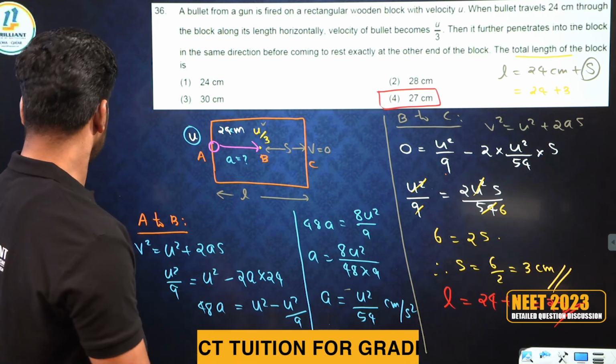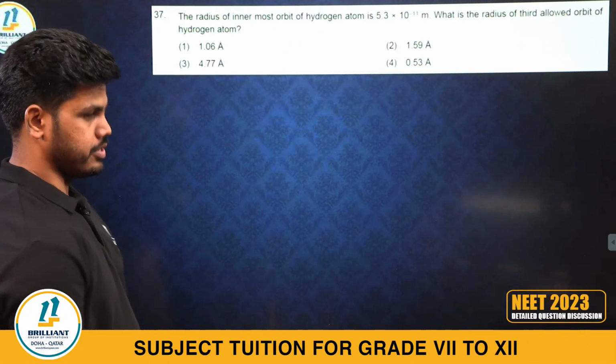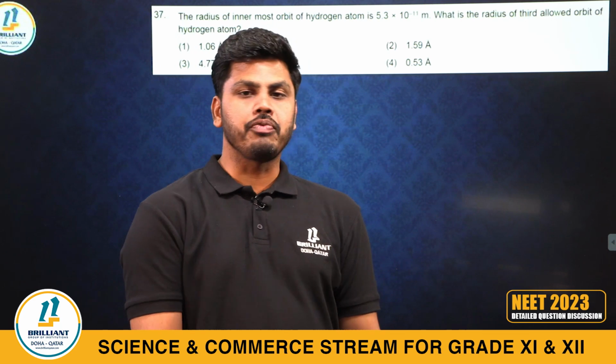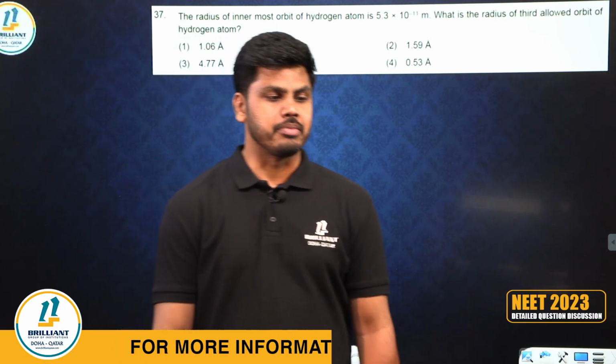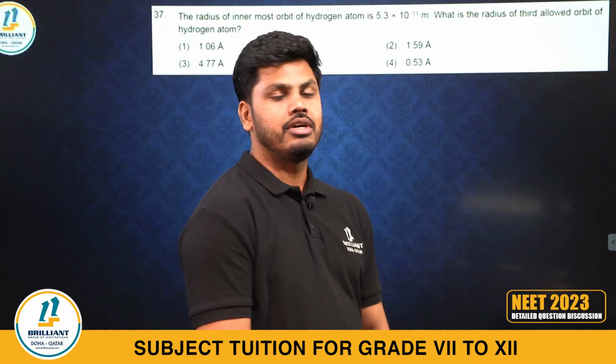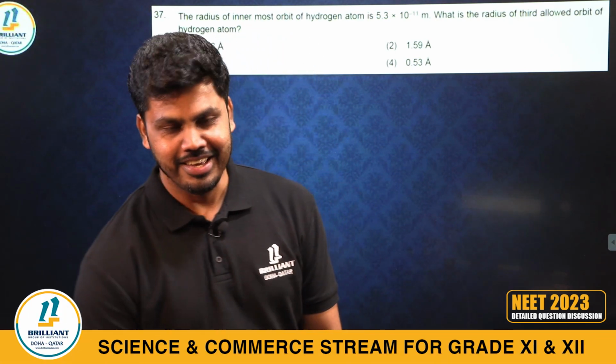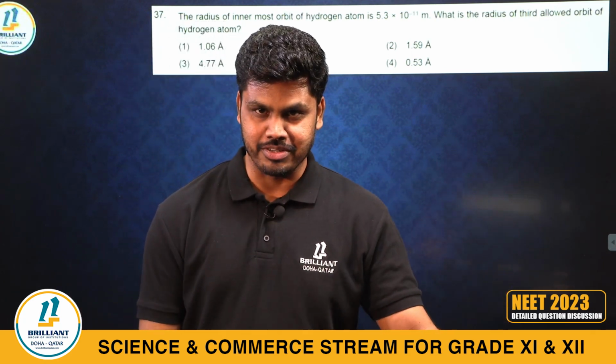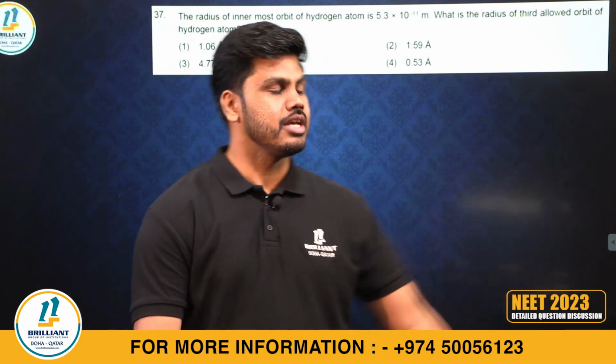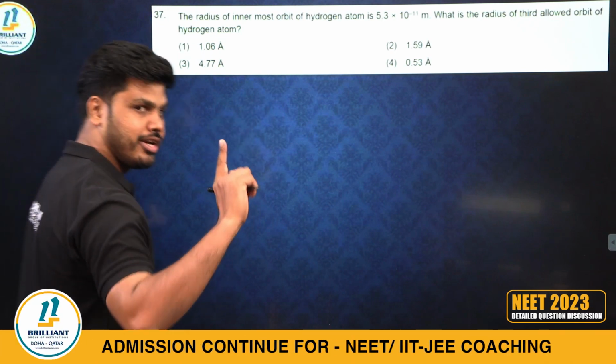Yes. Fine. 37. Next question. The radius of innermost orbit of hydrogen atom is 5.3 into 10 raised to minus 11 meters. What is the radius of third allowed orbit of hydrogen atom? See, again, another time-saving question, right? Instantly we can solve this.